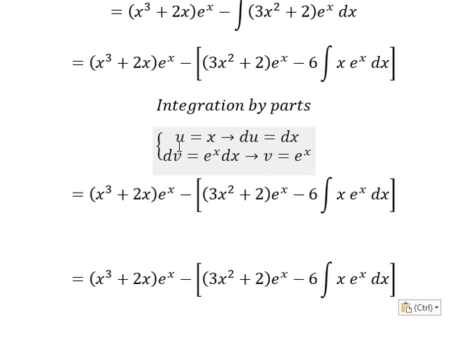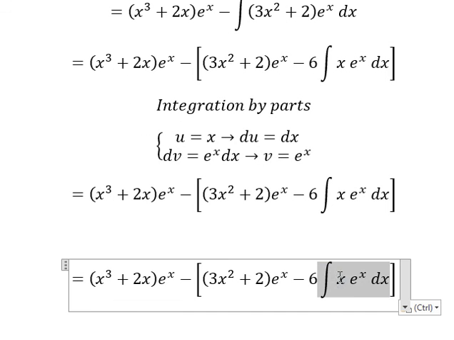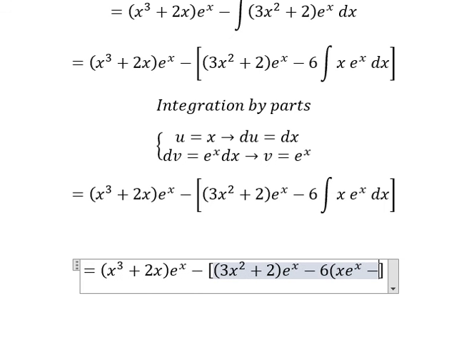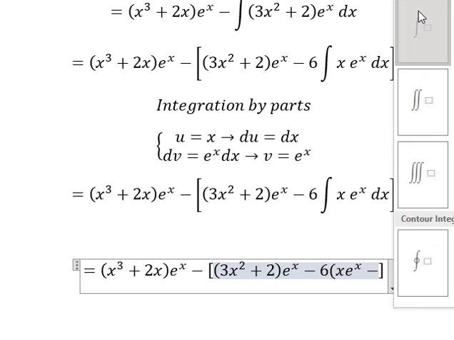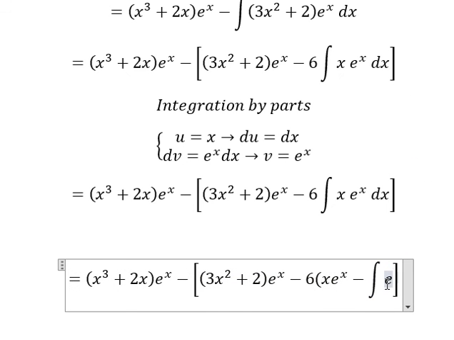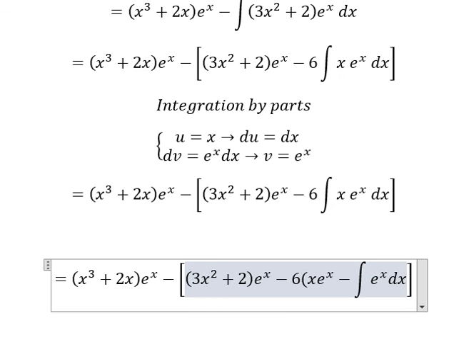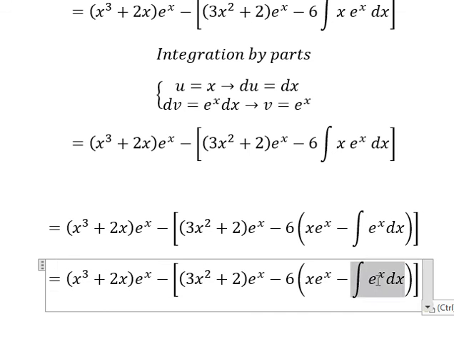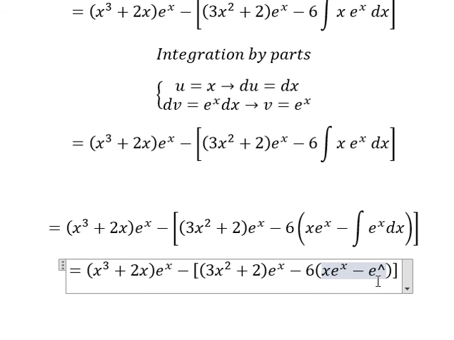So we have u multiplied by v, minus we have the u multiplied by v. So we have the integration of e to the power of s ds. So this one is e to the power of s, and I will put plus c.